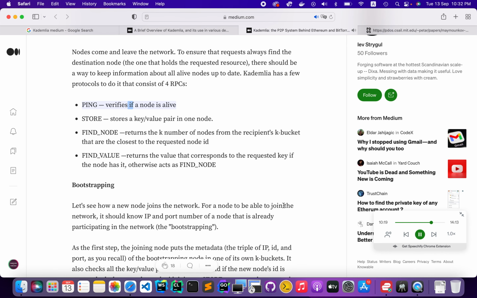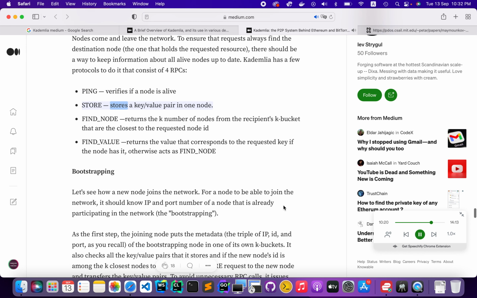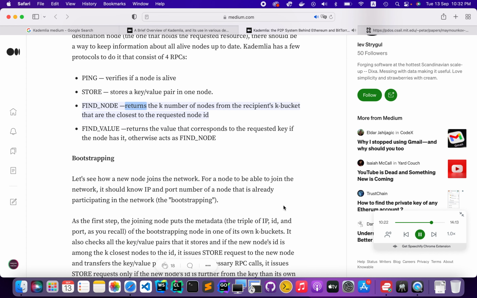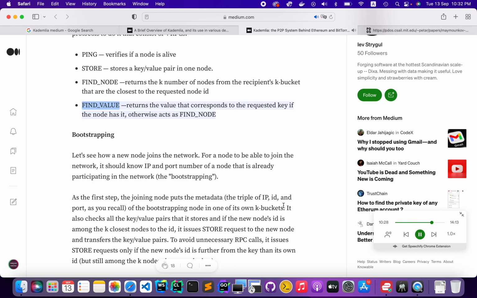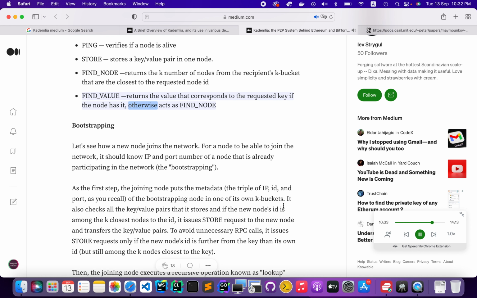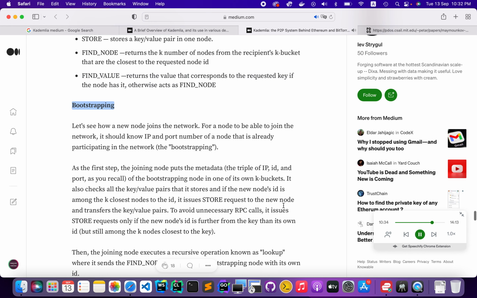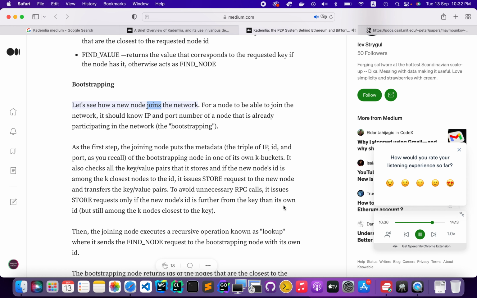Ping verifies if a node is alive. Store stores a key/value pair in one node. Find_node returns the k number of nodes from the recipient's k bucket that are the closest to the requested node ID. Find_value returns the value that corresponds to the requested key if the node has it, otherwise acts as find_node. Bootstrapping. Let's see how a new node joins the network.